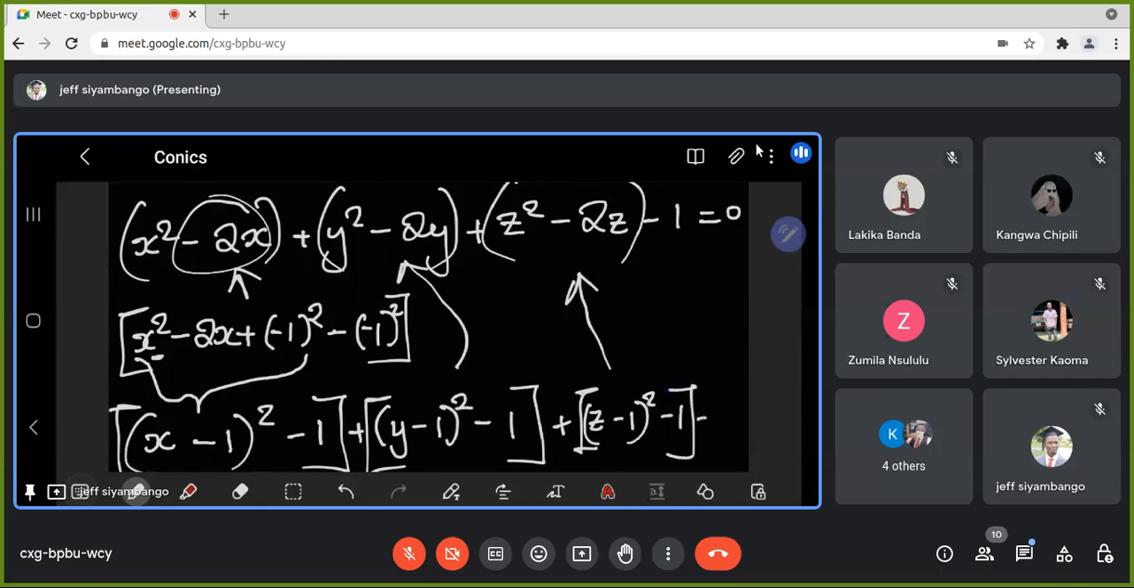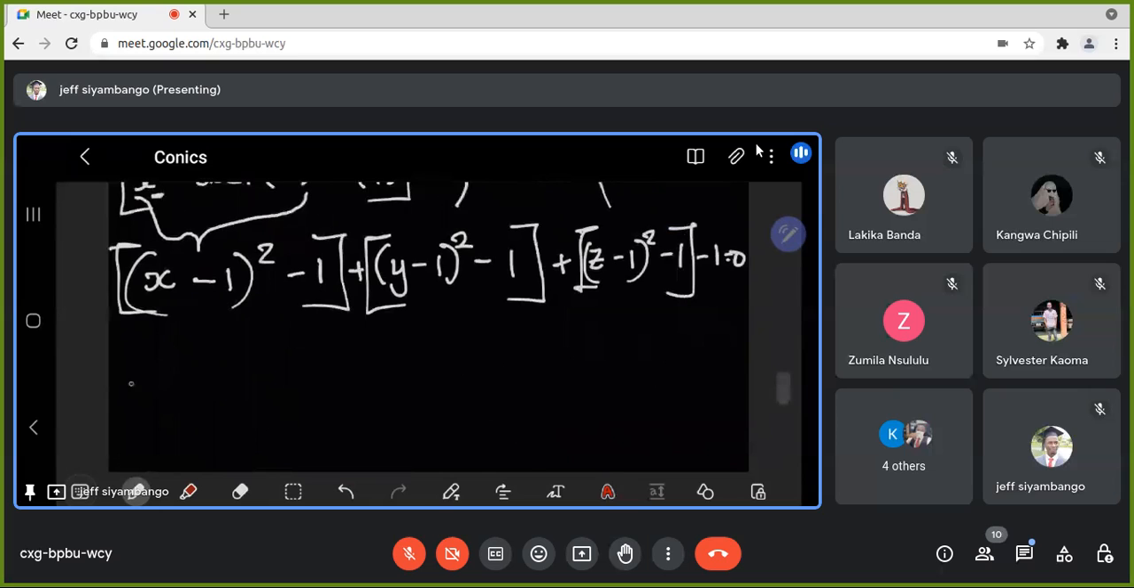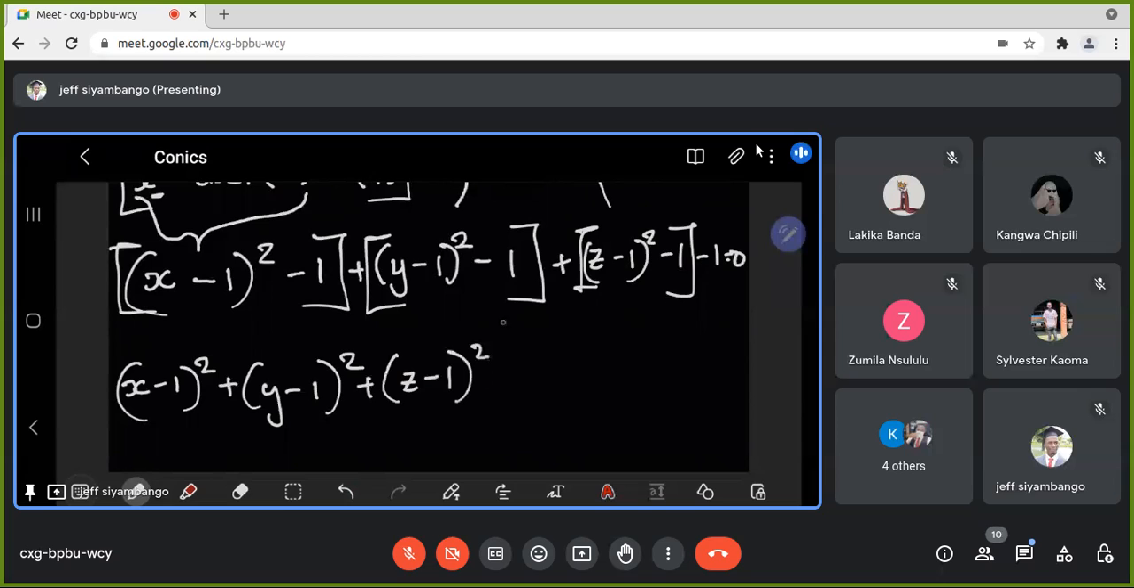Then you have that -1 outside there, not part of anything. So when you simplify this, now you have x -1 squared plus y -1 squared, then plus z -1 squared. Then I have a -1 from here, -1 from here, -1 from here, and the -1 which is there. In the end, we have -4. -4 goes to the other side, becomes +4.